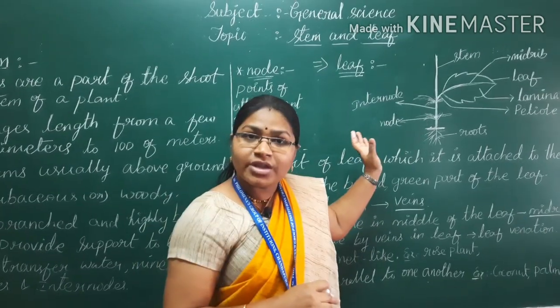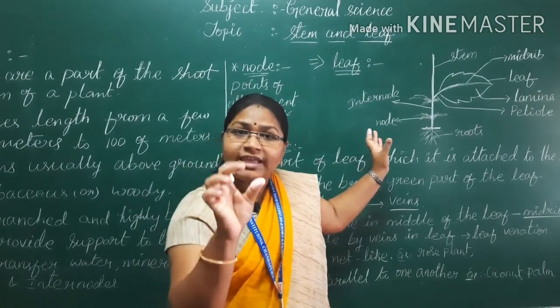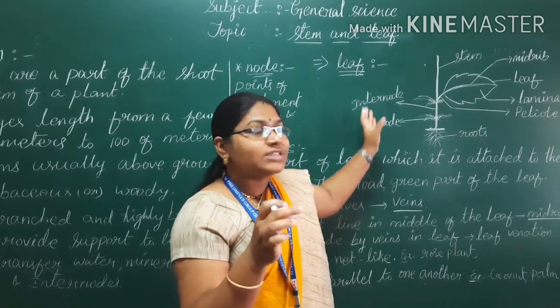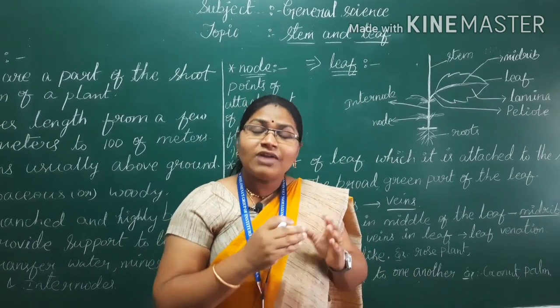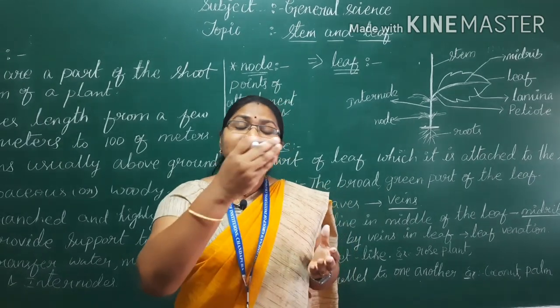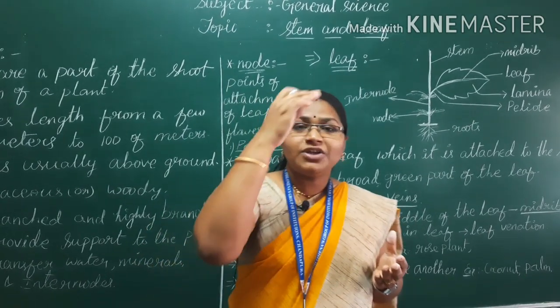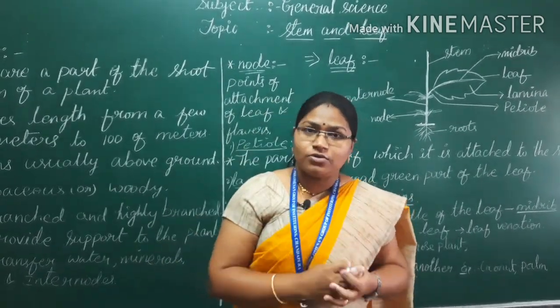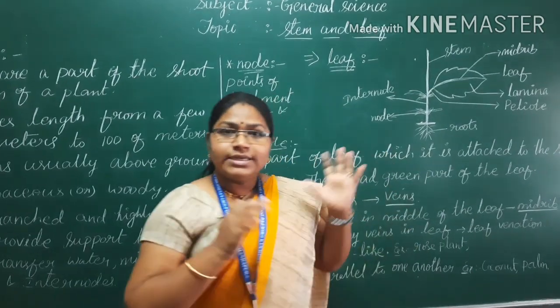What do you mean by node? An attachment of a leaf or flower to the stem we call a node. And what do you mean by internode? The stem part which is present between two nodes we call an internode. Okay. So, this is about a stem.